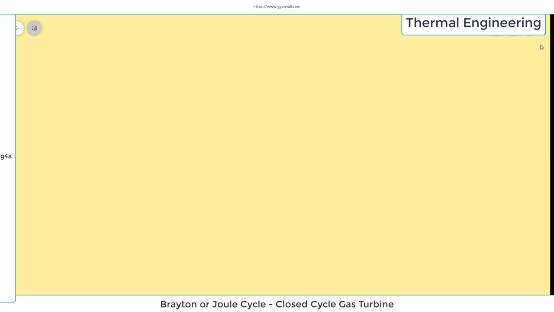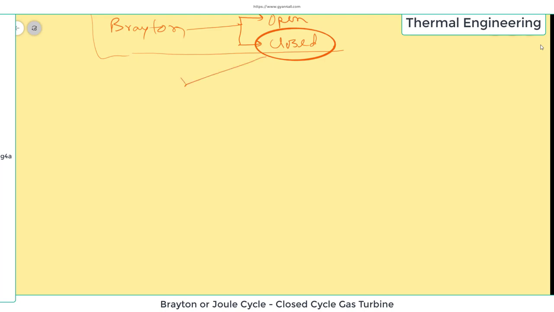The Brayton cycle may be of two types. One is the open cycle, and another is the closed cycle. Which one will we discuss today? Closed cycle. So the characteristic of the closed cycle, we will have to discuss. What happens in a closed cycle? The working fluid is recirculated again and again, right?